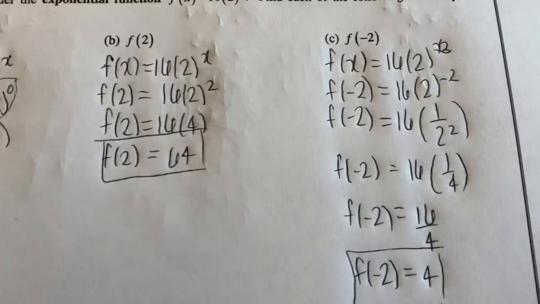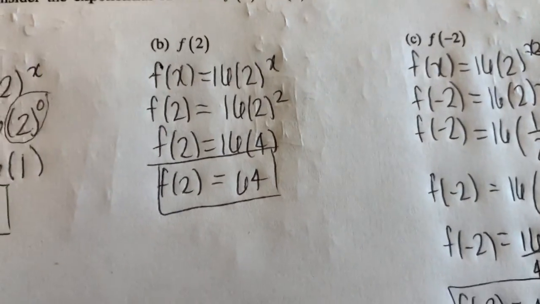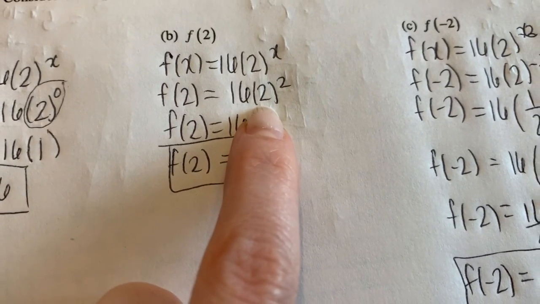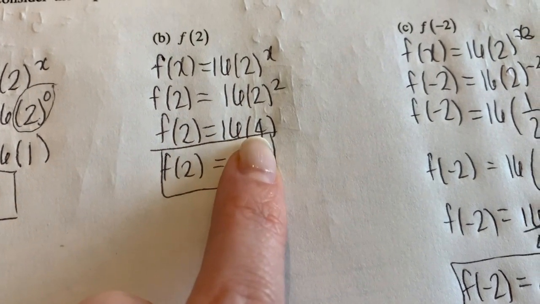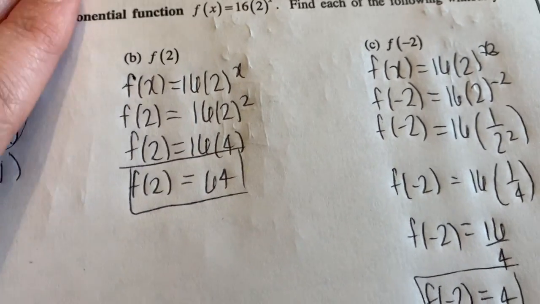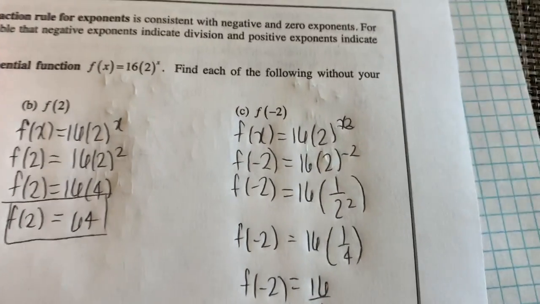Ta-da! So for part B, you should get 64. That one was pretty easy. You just replaced x with positive 2. Make sure you do your exponents first. 2 squared is 4, and then multiply by 16. That gives you 64. And then this one, we have a negative 2.